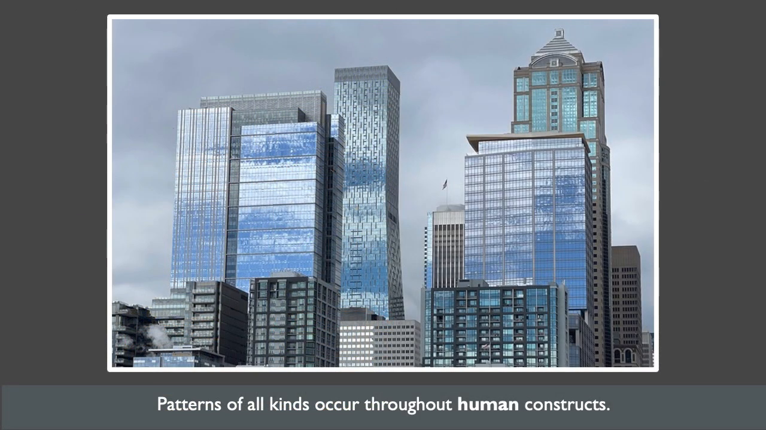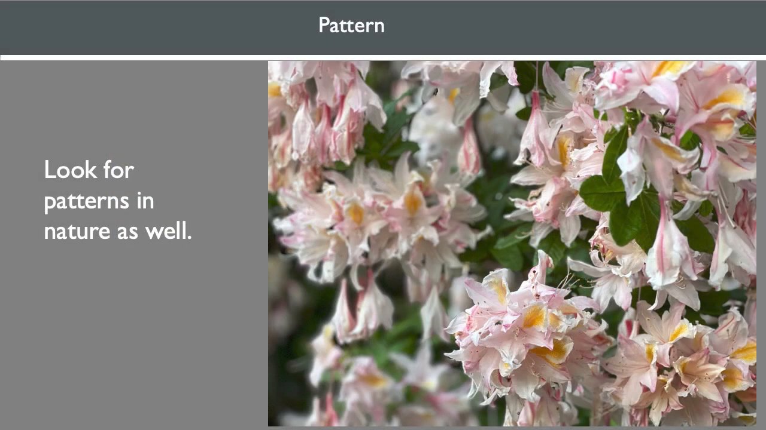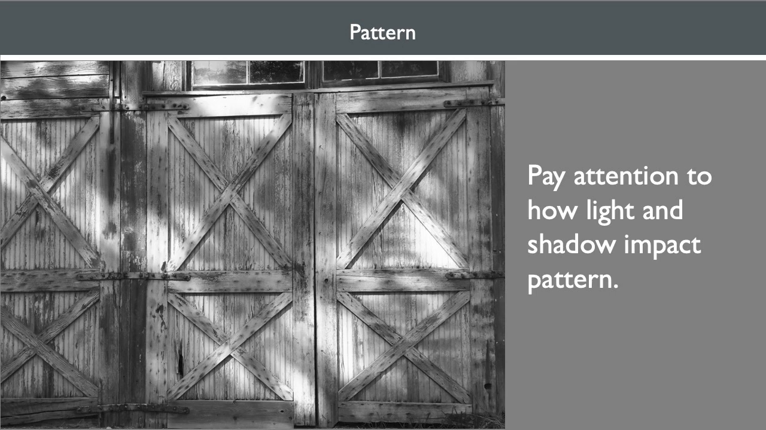Patterns of all kinds occur throughout human constructs. Look for patterns around your house, in your town or city, or in the countryside. Light plays a huge part in pattern and can add significant interest to the photograph. Patterns of all kinds occur at all scales throughout nature. Don't be afraid to get close up to your subject matter. Try to see the pattern in more of an abstract way if you can.